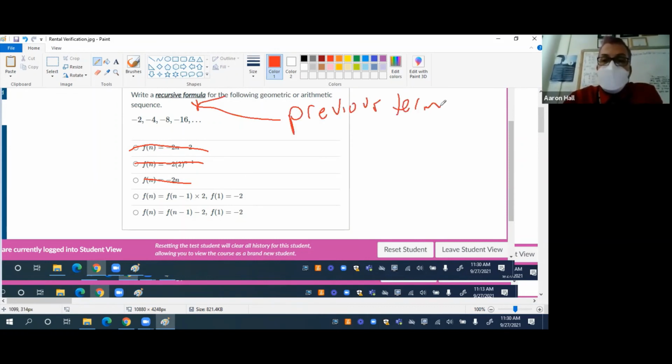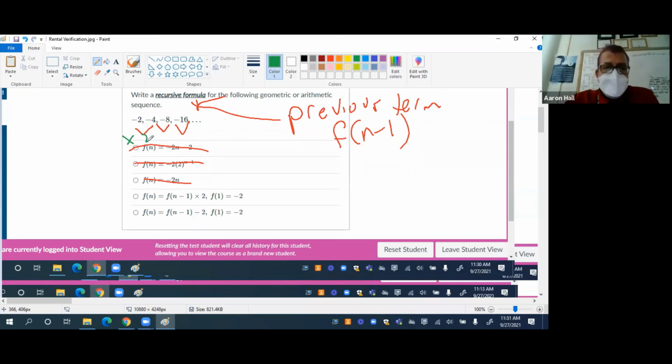So recursive means previous term. What in math says previous term? F of n minus 1. We can see that in both of those. So those are both possible answers. All right, what was the rule that we have for this sequence? Yeah, it's times 2. So which one says previous term times 2?